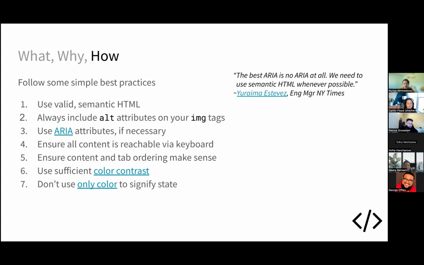Additionally, you can use the ARIA attributes, but be careful about not overusing them. So there is a quote here, right? The best ARIA is no ARIA at all. It is better to use semantic HTML when possible, but if there are no alternatives, it's good to use. Also, when you write your code, ensure all content is reachable via keyboard, and you can just test it by clicking tabs and see where in your site the tab goes to.